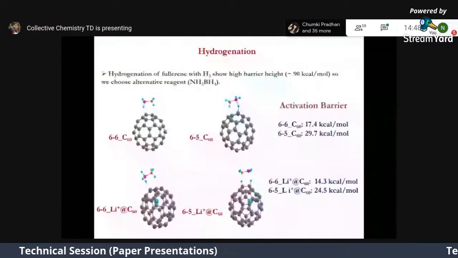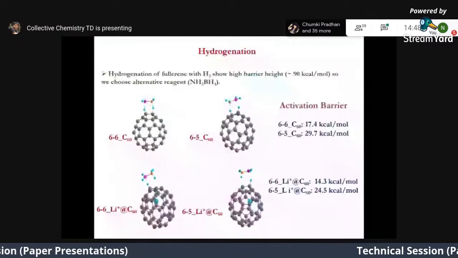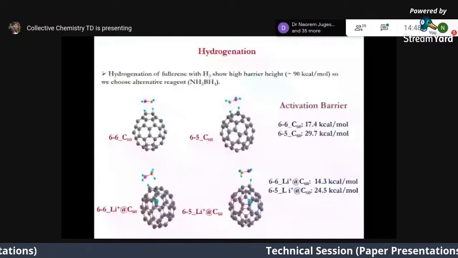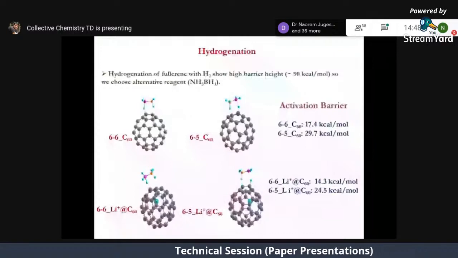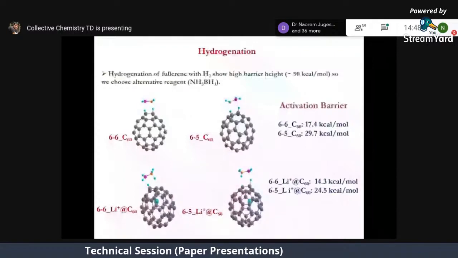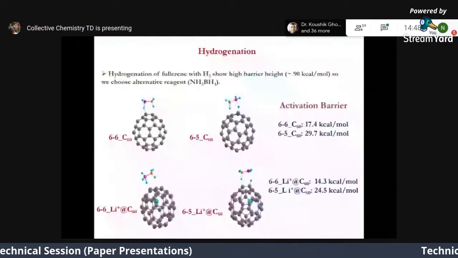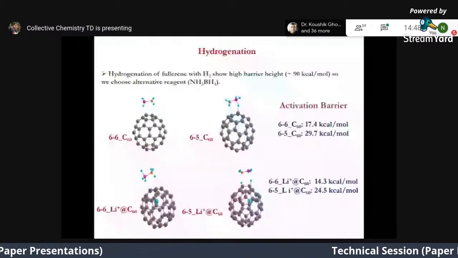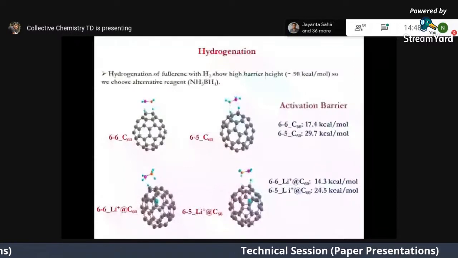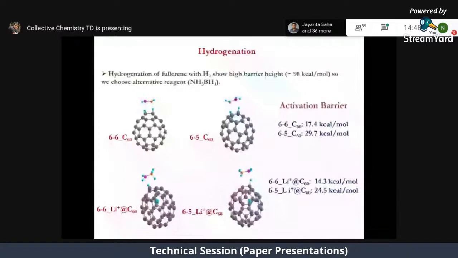and the corresponding barrier we have observed. See, while for normal fluorine the barrier height is 17.4 kilocalorie per mole, whereas when we encapsulate the Li plus, the barrier height decreases by about 3 kilocalorie per mole. For 6-5 hydrogenation also, the barrier height significantly decreases.